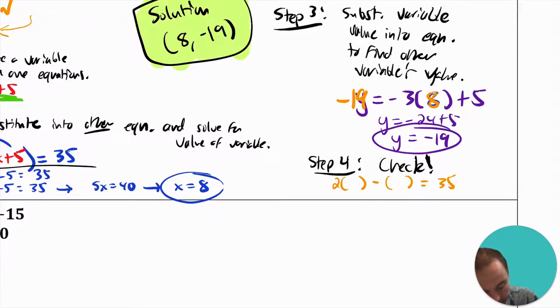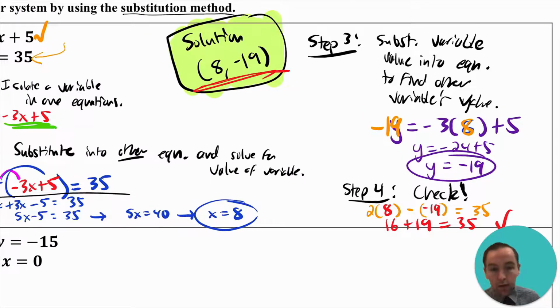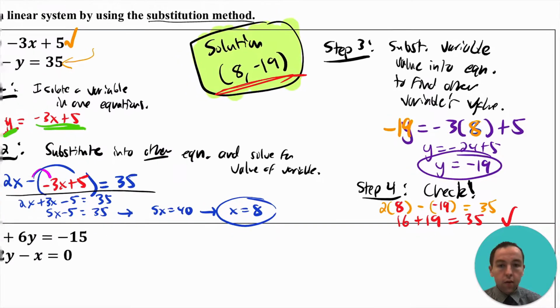So I want the 8 to go there because that was the x, and then I want the negative 19 to go there because that was the y. So 2 times 8 is going to give you 16, and then we do have a subtracting a negative, which is plus. And then 16 plus 19 does equal 35, so it checks out there as well. So therefore, because 8, negative 19 satisfies both conditions, you know that that's the correct solution to that particular system.